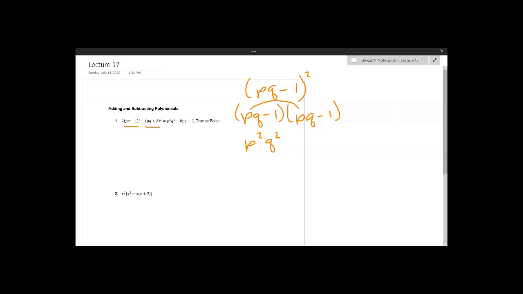The outer is pq times a negative 1. Make sure you account for that negative. So you either have plus negative pq or just minus pq. And then the inner is negative 1 times pq again, so we have minus pq again. And then negative 1, or the last, is negative 1 times negative 1, which is positive 1. So that's that expression evaluated.